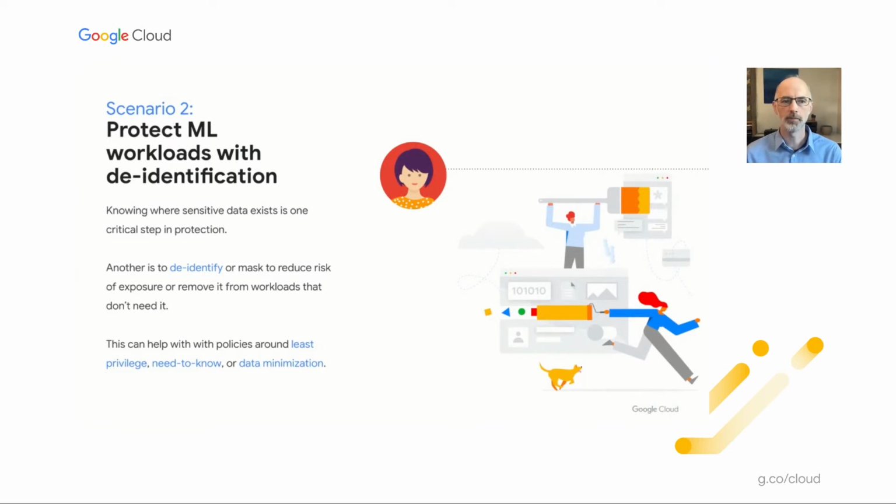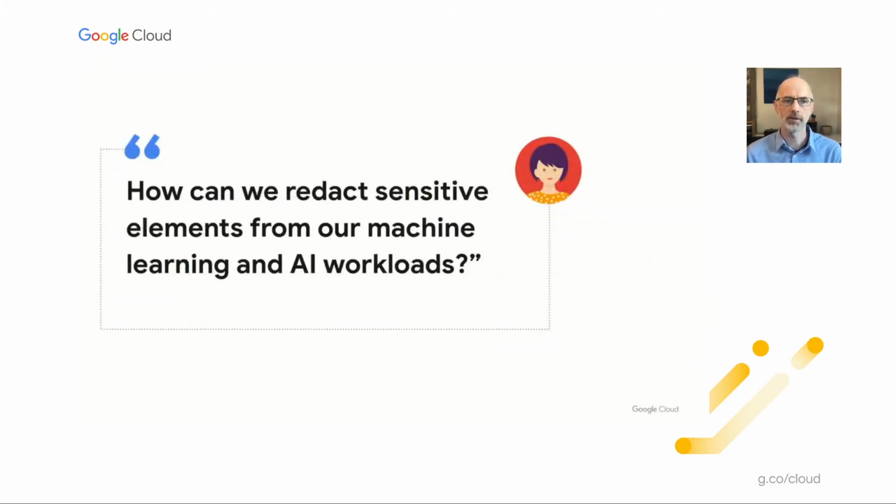But what if you can also go in and remove data or obscure it using techniques like de-identification? And that's another technique that you can use to help you meet some of the core goals around things like least privilege, need to know, and again, things like data minimization. The idea here being minimize the amount of data that you're sharing or exposing to just that's critically needed. Let's go and look at an example of this.